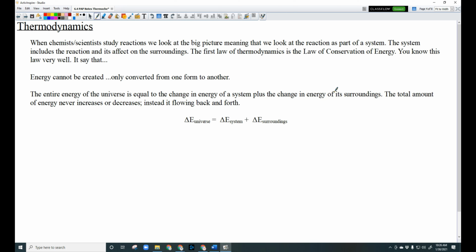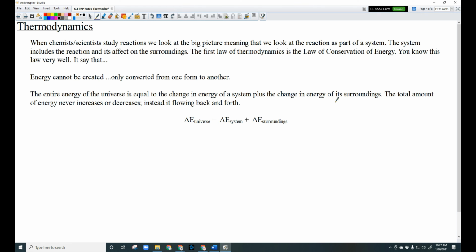It says that energy cannot be created or destroyed, only converted from one form to another. So the entire energy of the universe is equal to the change in the energy of a system plus the change in energy of its surroundings. So the total amount of energy in the universe never increases or decreases. It just ebbs and flows back and forth. So the energy of the universe is equal to the system and its surroundings.